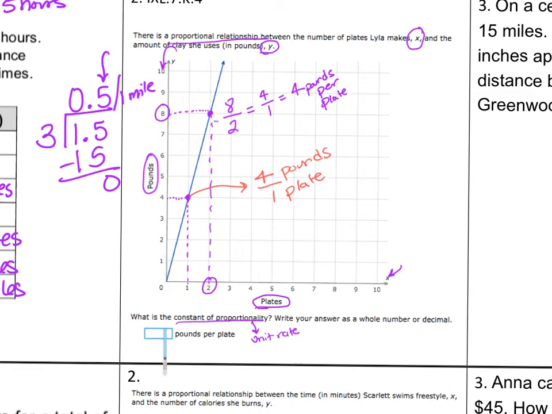4 pounds. And then if it asks you for every 2 plates, obviously if you're doubling the amount of plates, so you're doubling the amount of pounds. And if you double 4, you're going to be at 8. If you double 1, you're going to be at 2. So for 2 plates, it's 8 pounds.